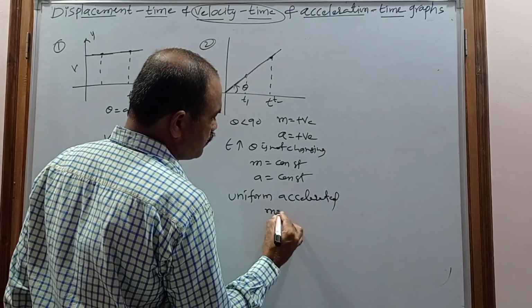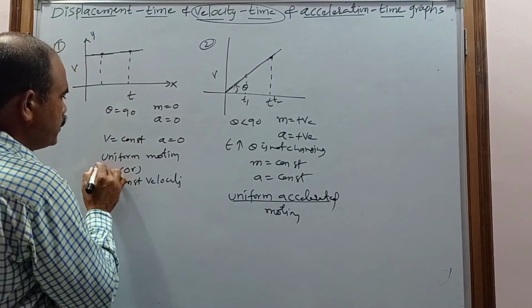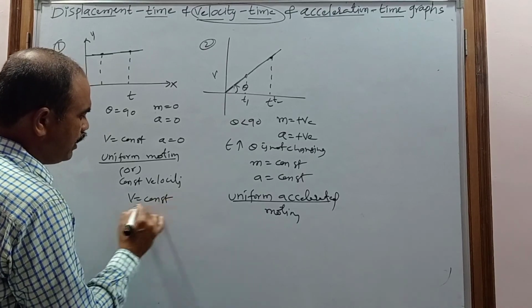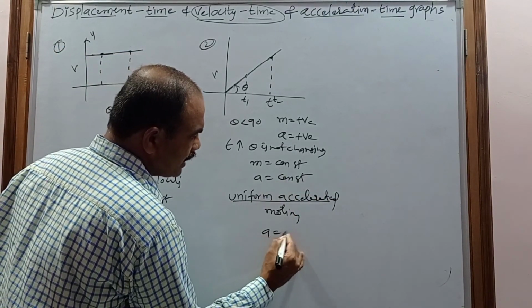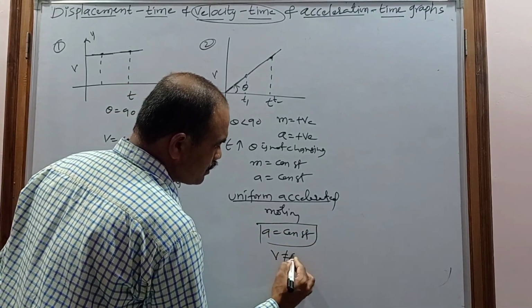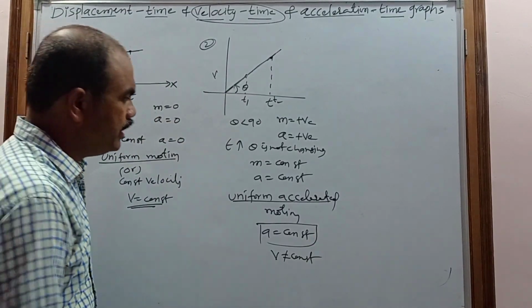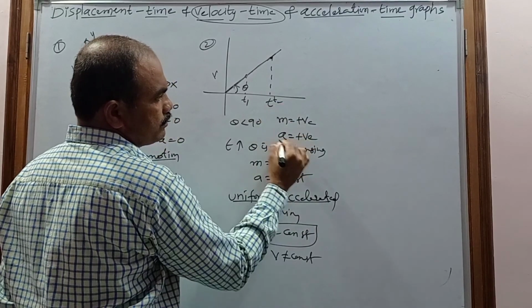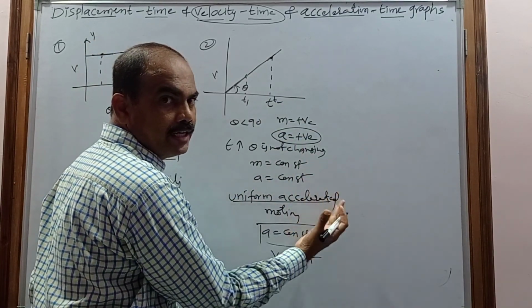Remember, this is very important: uniform accelerated motion and uniform motion. In uniform motion, velocity will be constant. In uniform accelerated motion, the acceleration is constant, but the velocity is not constant. So it is the uniform positive accelerated motion. Actually, it is positive, so uniform positive accelerated motion.